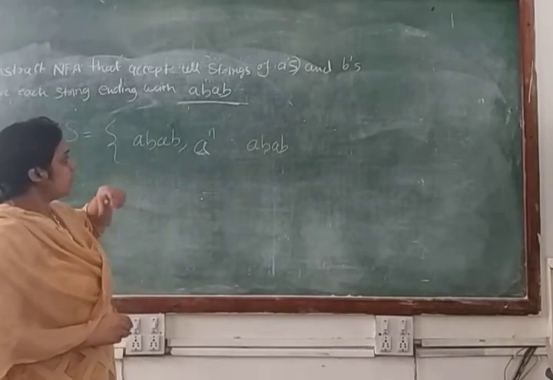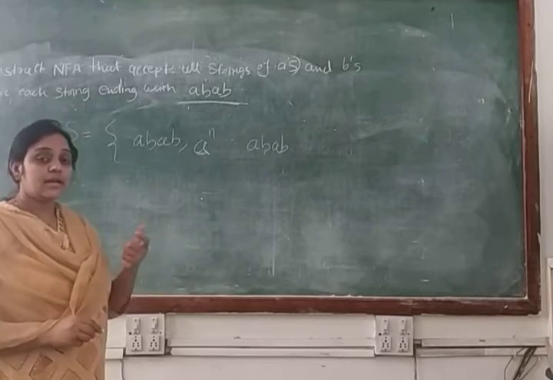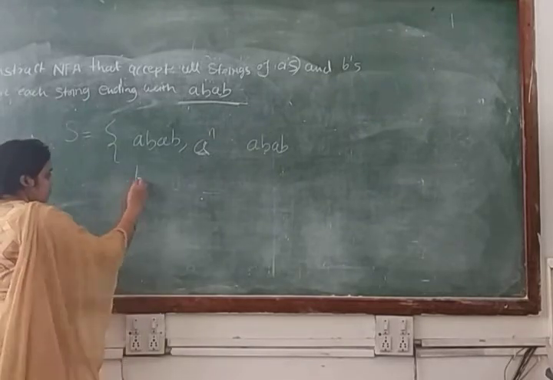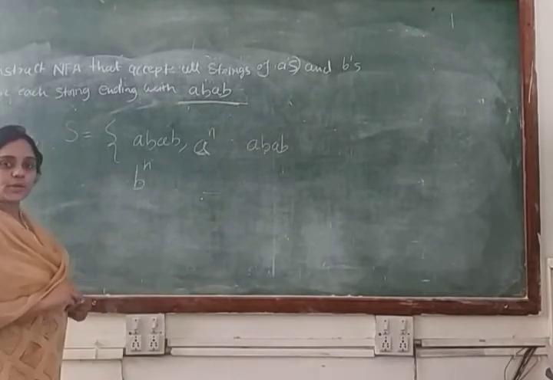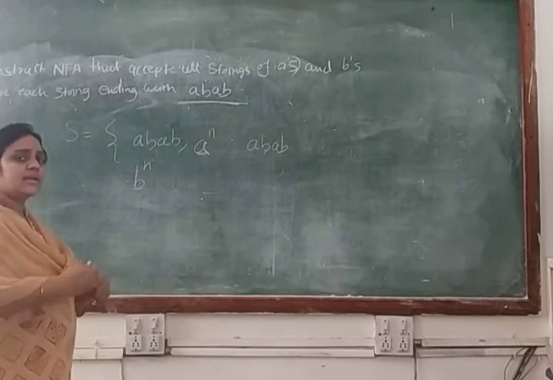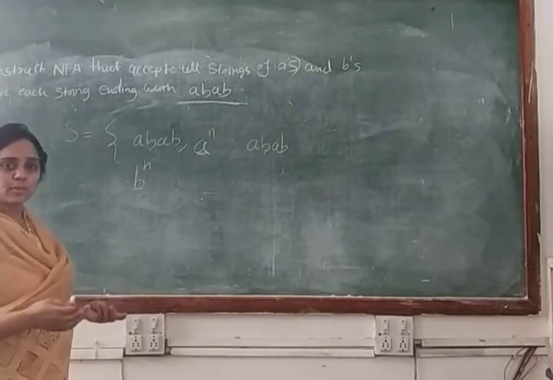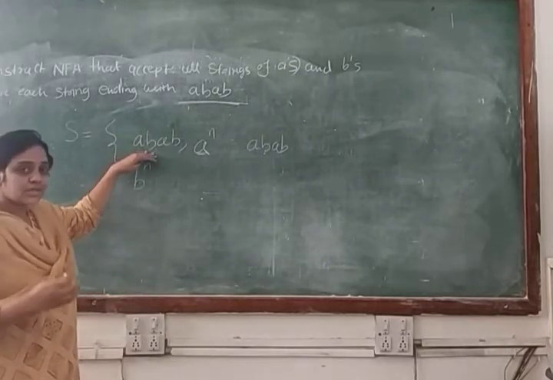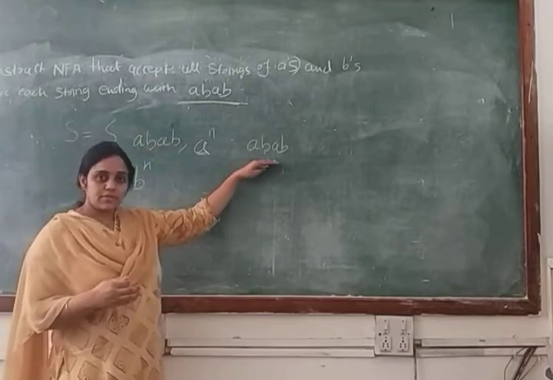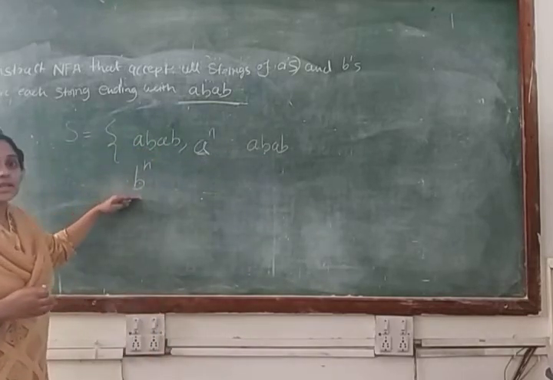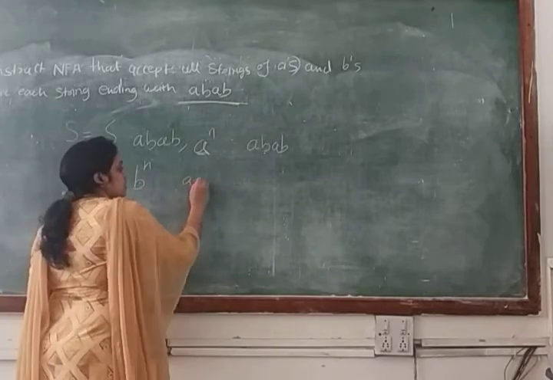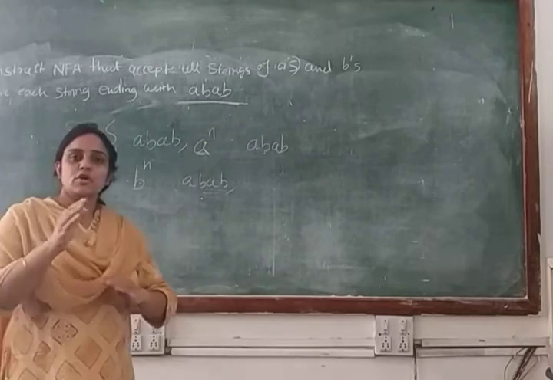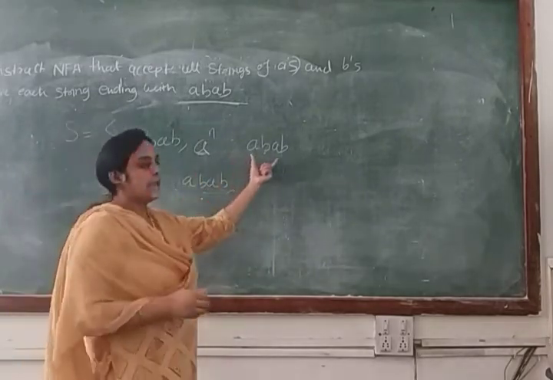Then, if there is no condition for a particular symbol, your string can also start with B. If it starts with B, you can write B raised to n, because it can be a single B, any number of B's, or maybe no B at all. If there is no A and B, you will get the string ABAB. If your string starts with A, you get this type of string; if it starts with B, you get this type of string, or you can get any combination of A or B before ABAB.